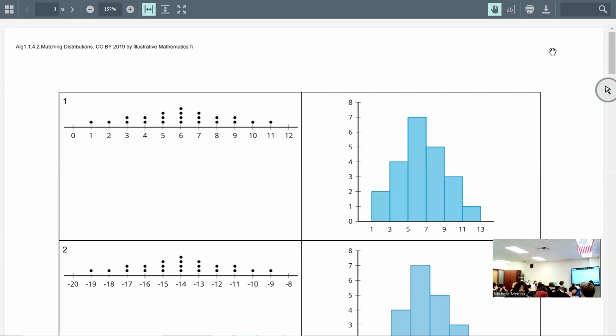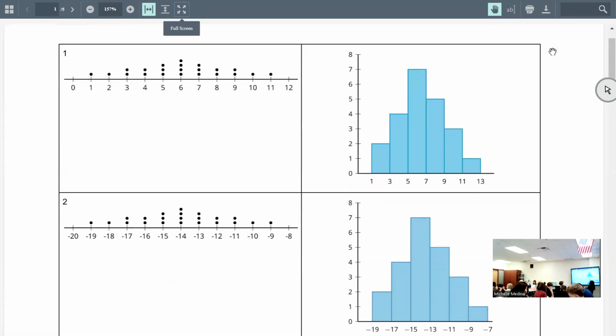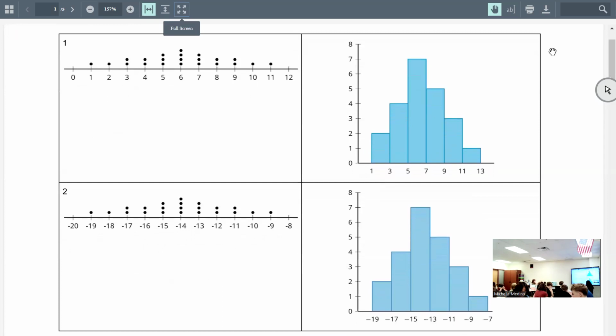So here are the first couple matches. Not all of them are numbered, but dot plot 1 goes with this histogram, and dot plot 2 goes with this one. Now I'm looking at it and it looks like, shape-wise, the exact same, does it not? But what's different about them? The numbers on the axes, so that's something to pay attention to.